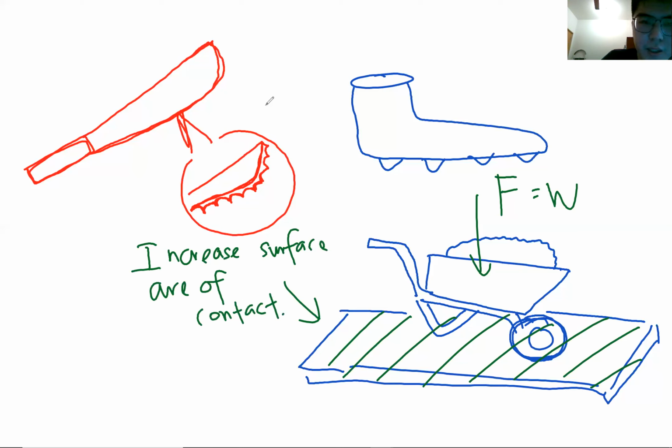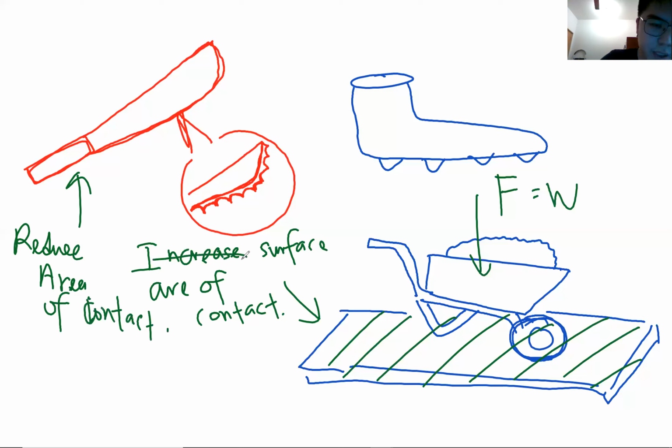Okay, so these two, the first one is what? We reduce the area of contact, right? This one is we reduce area of contact. Okay, this mistake here, this one also reduces the surface area of contact. So all these three applications show that we reduce the surface area of contact.